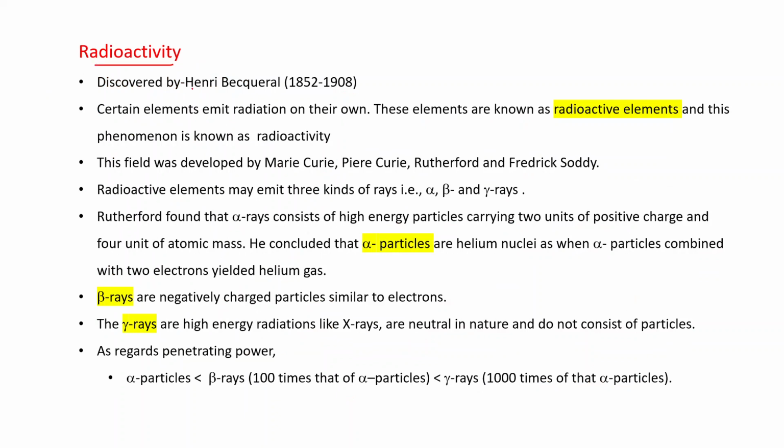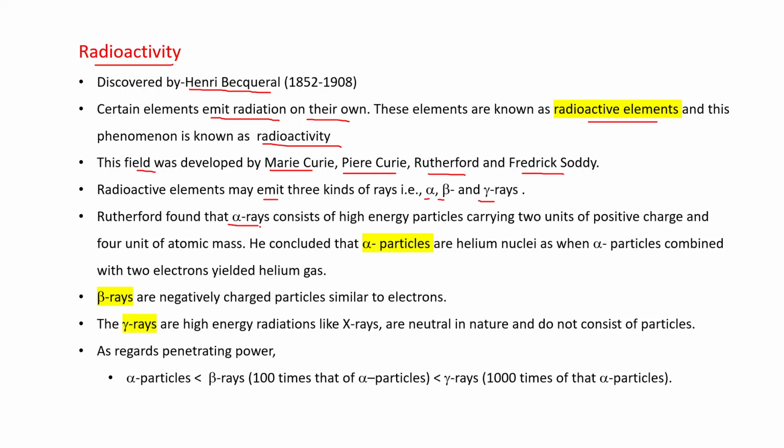Radioactivity. It was discovered by Henri Becquerel. Certain elements emit radiation on their own. These elements are known as radioactive elements, and this phenomenon is known as radioactivity. This field was developed by Marie Curie, Pierre Curie, Rutherford, and Frederick Soddy. Radioactive elements may emit three kinds of rays: alpha, beta, and gamma rays.